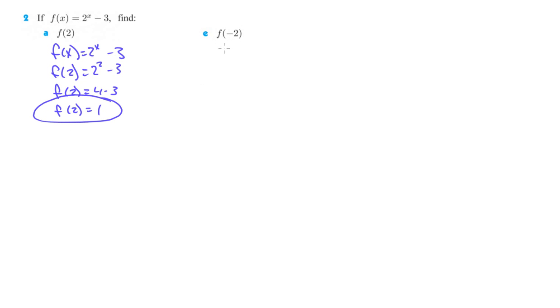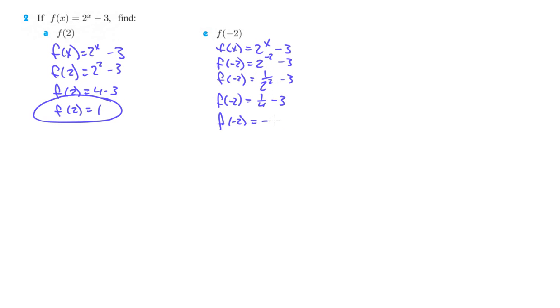Okay, same idea here. f of x is 2 to the x minus 3. So now we have f of negative 2. So that's 2 to the negative second power minus 3. So 2 to the negative second is actually 1 over 2 squared. Right, so f of negative 2 is 1/4 minus 3. So that means f of negative 2 is going to equal negative 2 3/4. All right?